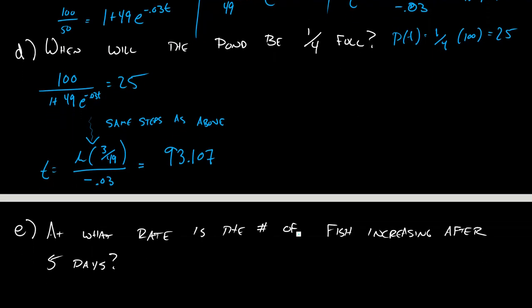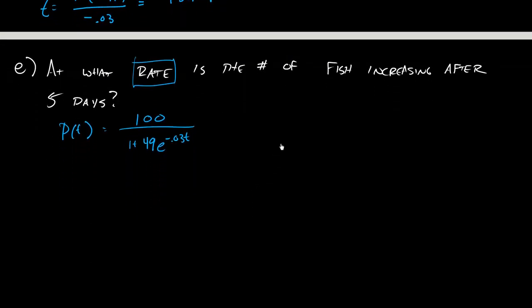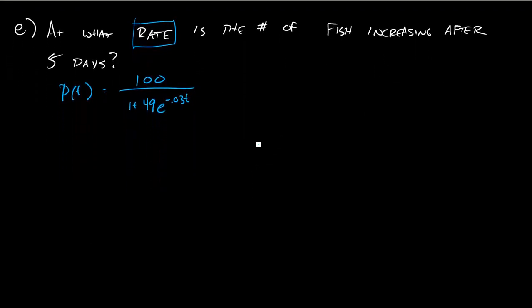And finally, let's look at something like this. At what rate, the key word here is rate, is the number of fish increasing after 5 days? So my equation is N of t equal to 100 divided by 1 plus 49 e to the negative 0.03t, but it's asking about the rate, not the population. And remember, rate always means derivative. So it's just asking about the derivative at t equals 5.